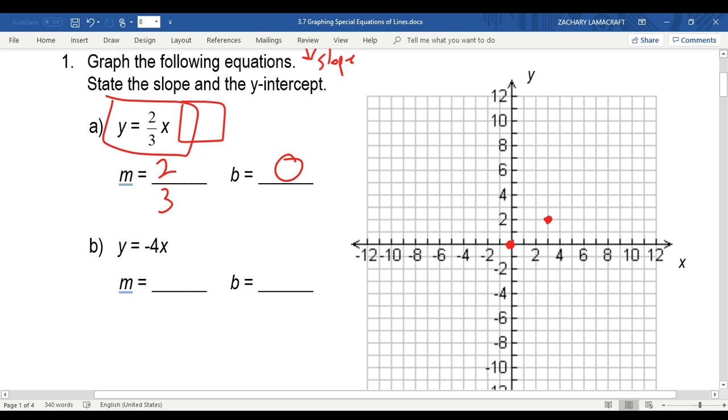So like we do every other time we're graphing an equation of a line, what's our next step? Yeah, we just connect those lines. And then we put the arrowheads through the ends, okay, to show that it continues. That's the whole point of doing that. And then what do we need to add? The equation, right? So y equals 2 over 3x. All right.